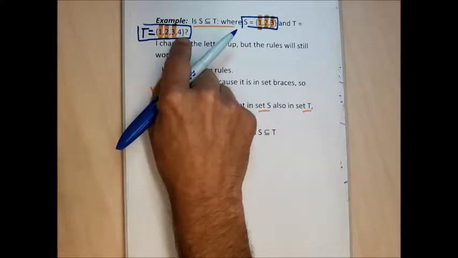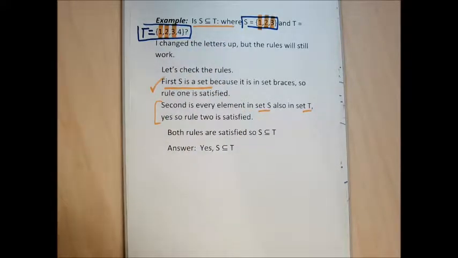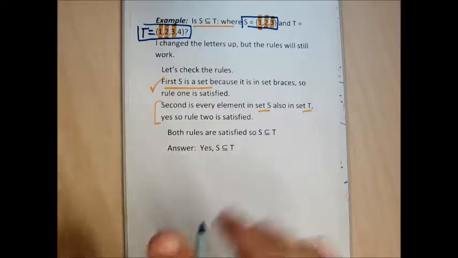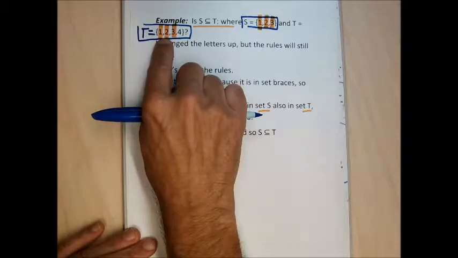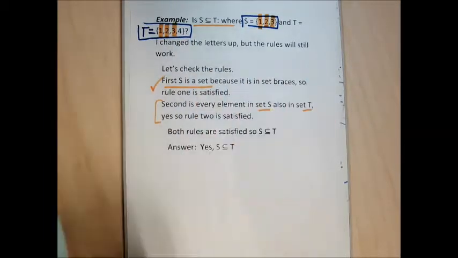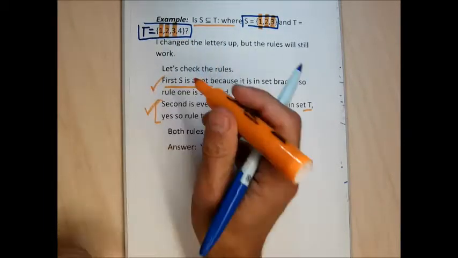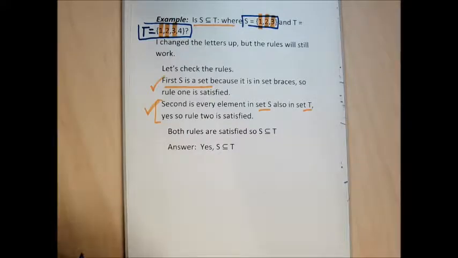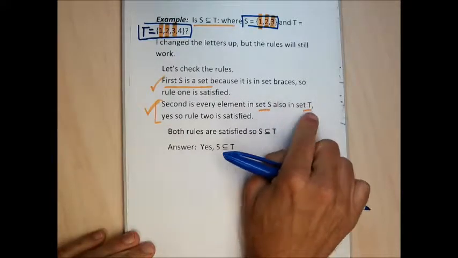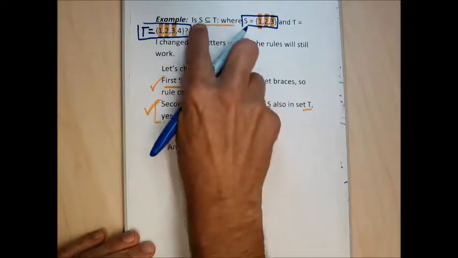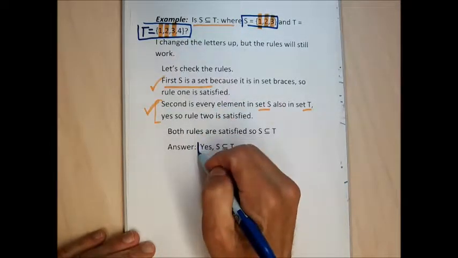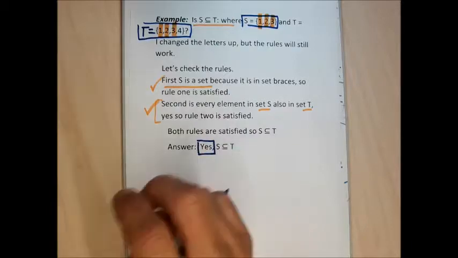Set T has an extra element in it that's not part of set S, but that's not a big deal. Just as long as any element in set S is also in set T, that means criteria 2 is satisfied. So S is a set, and every element in S is also in set T. So S is definitely a subset of T. So my answer to the question, is S a subset of T? I'm just going to say yes.